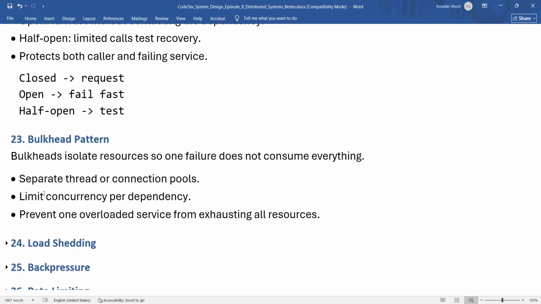Like suppose our application communicates with the payment service, notification service, recommendation service. So we can isolate resources for each dependency. So if recommendation service becomes slow, it should not consume all our application threads. So this is the resource isolation.